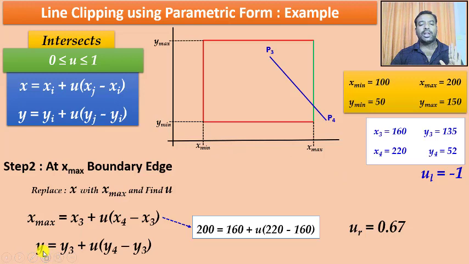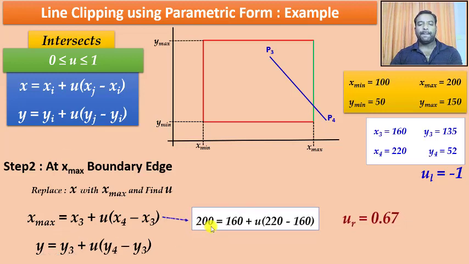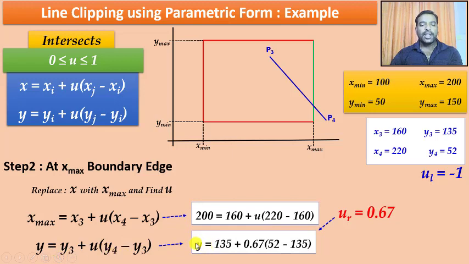And now I need to find the value of u. I need to find the value of y, that is the intersection, because directly I cannot say what the value of y is. I cannot say it is y minimum or y maximum. I need to find what the intersection of y is going to be. Hence I am going to find the value of y now using this form, where y equals 135, the y3 value, plus the value of u, 0.67, multiplied by y4, which is 52, minus y3, which is 135. Hence I am going to solve this equation. When I solve this equation, I get the y value 79.39. Hence this is also called y dash, which I will be using for P4 dash.